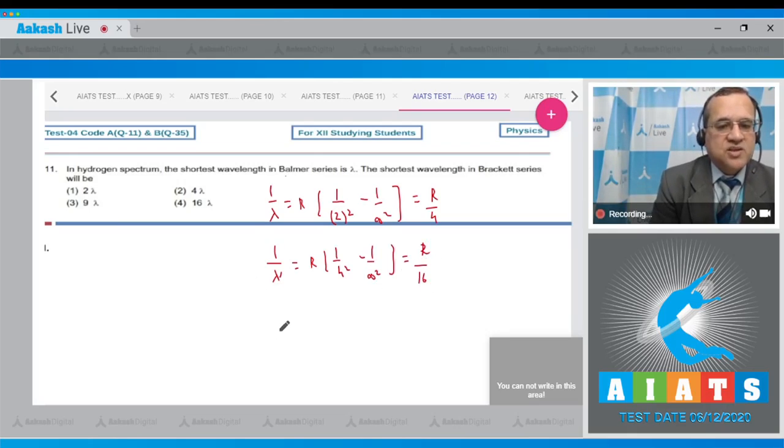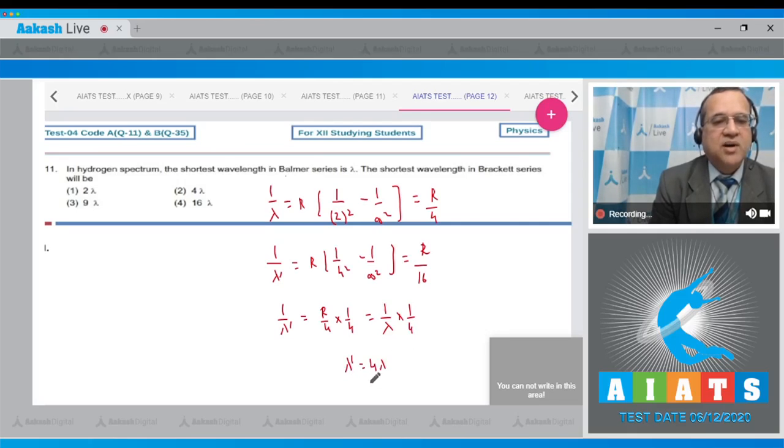Now if you compare this, 1 by lambda prime is equal to R by 4 into 1 by 4, but R by 4 is 1 by lambda. So therefore lambda prime is equal to how much? 4 lambda. And your answer is 4 lambda. So answer to this question is the second option.